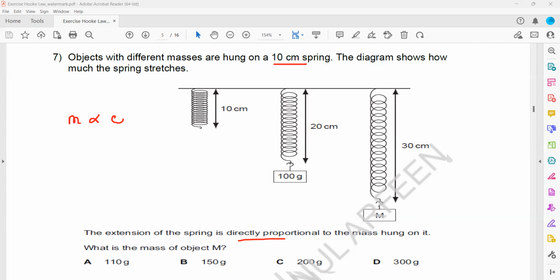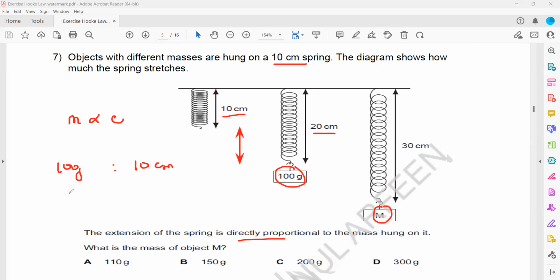What is mass M? So how can we work it out? When you check figure 1 with figure 2, when 100 grams is attached, what is the extension? It was 10 centimeter, changes to 20 centimeters. So how much did the spring stretch, or what is the extension? The extension is 10. So 100 grams is causing a 10 centimeter extension.